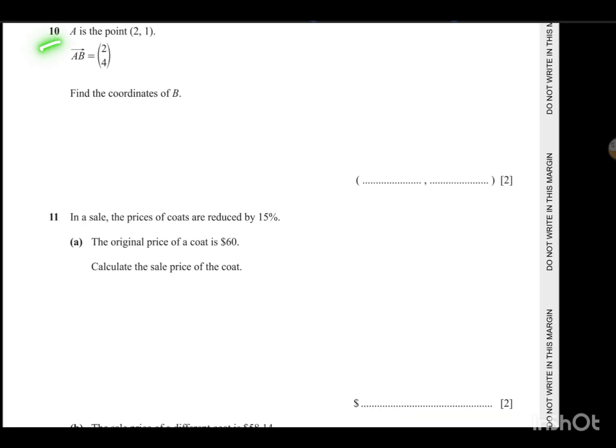Question number 10. A is the point 2, 1. Vector AB is 2, 4. Find the coordinates of B. Now for this question you need to know that vector AB is always equal to position vector of OB minus position vector of OA.